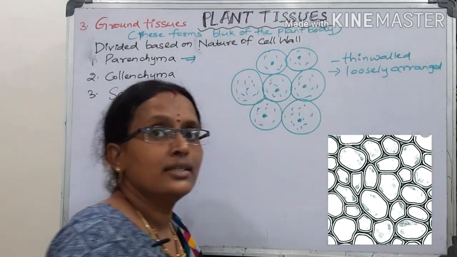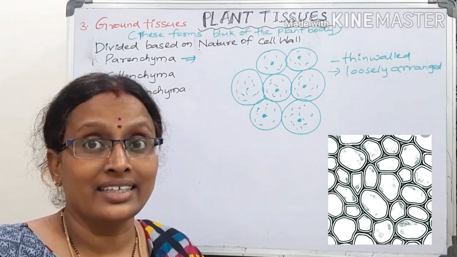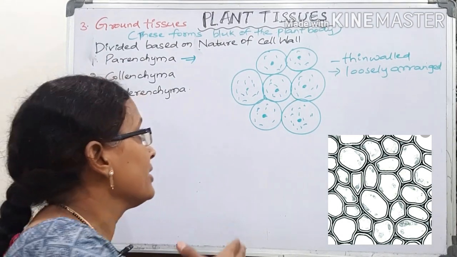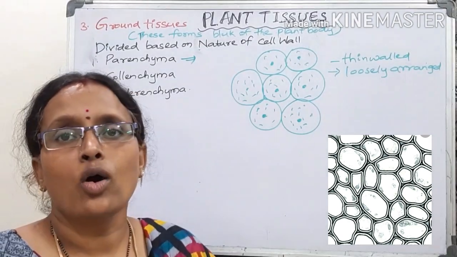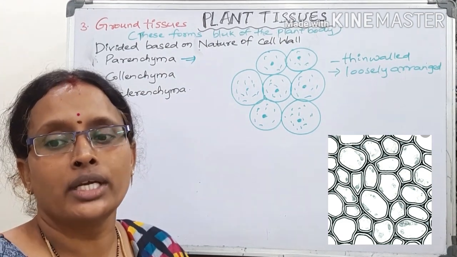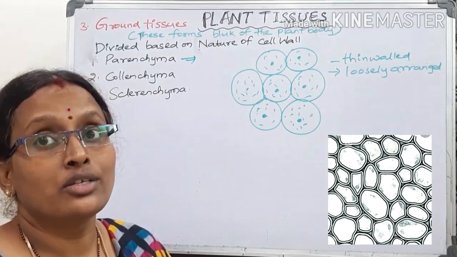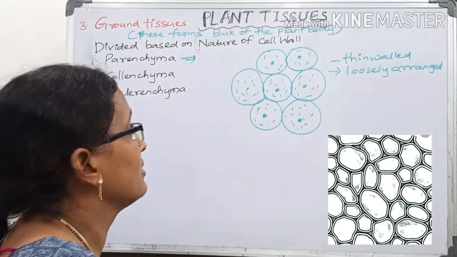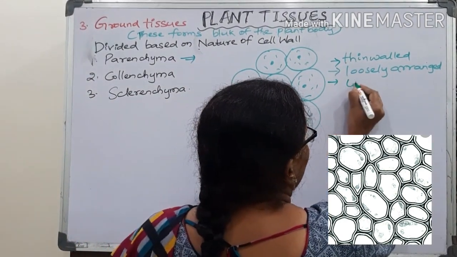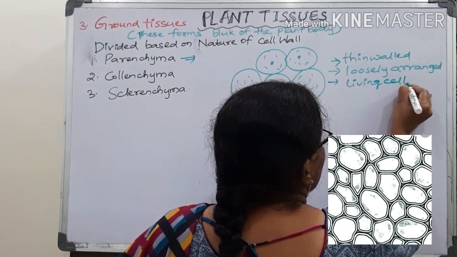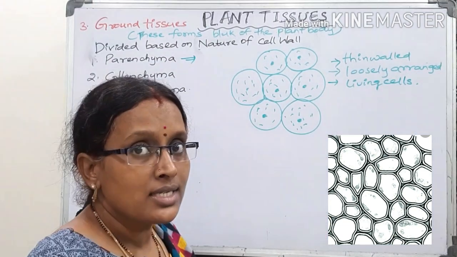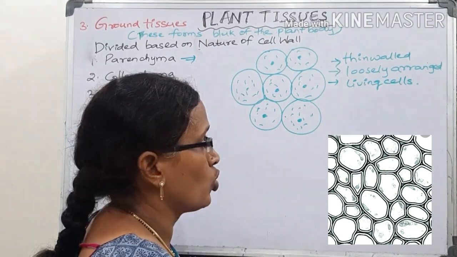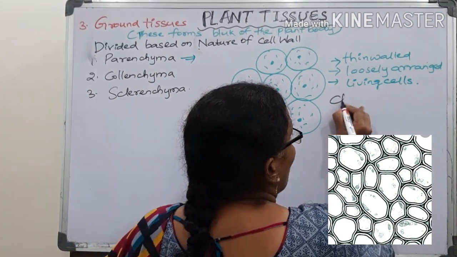They are not arranged compactly like meristematic cells, which are very compactly arranged. In the case of parenchyma cells, they are arranged very loosely, and they are living cells. Some parenchyma cells contain chloroplast, and they are known as chlorenchyma.